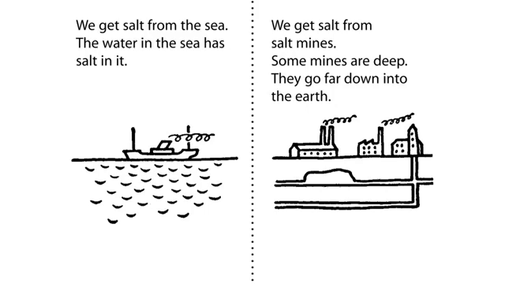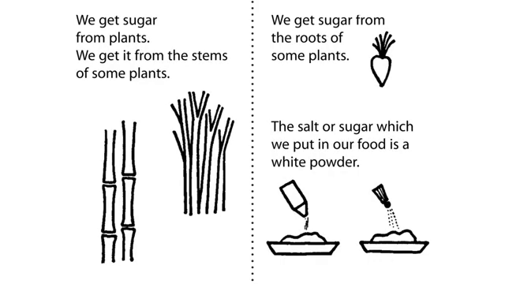We get salt from the sea. The water in the sea has salt in it. We get salt from salt mines. Some mines are deep. They go far down into the earth. We get sugar from plants. We get it from the stems of some plants. We get sugar from the root of some plants. The salt or sugar which we put in our food is a white powder.